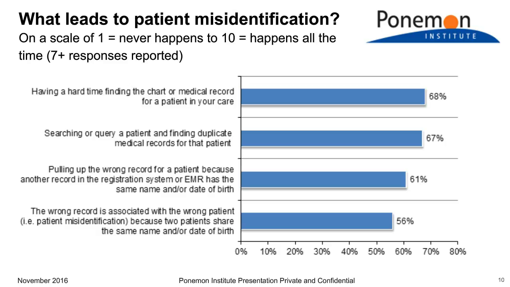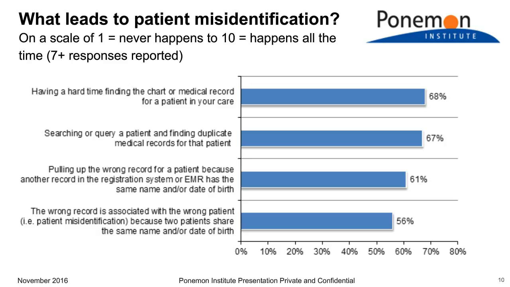68% high response. In other words, trending to happening all the time. Searching or querying a patient and finding duplicate medical records for that patient, 67% high response. Pulling up the wrong record for a patient because another record in the registration system or EMR has the same name and/or date of birth, 61% basically provided a high response.